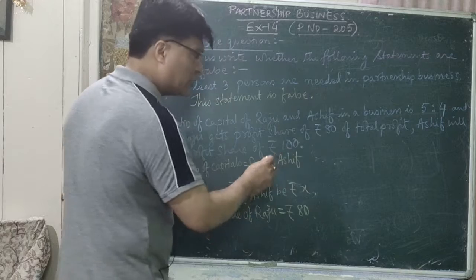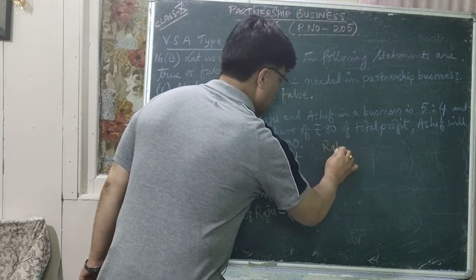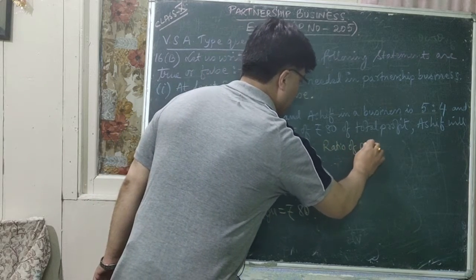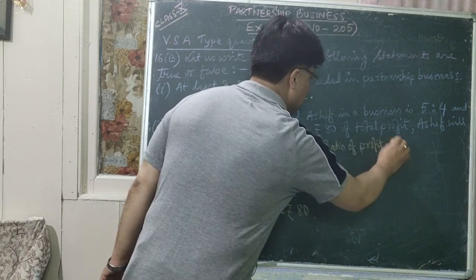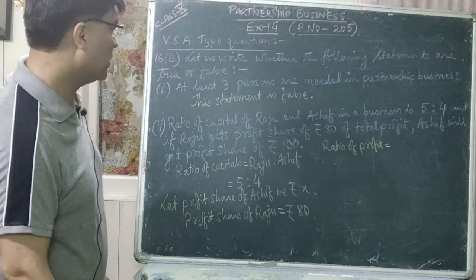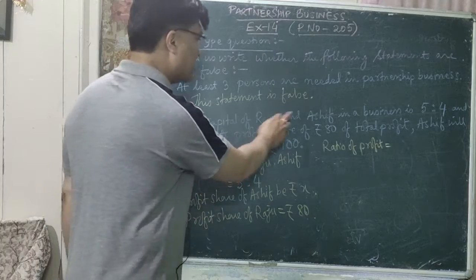Now let us find out ratio of profit. So here ratio of profit is equal to, you have to find out Raju is to Asif.